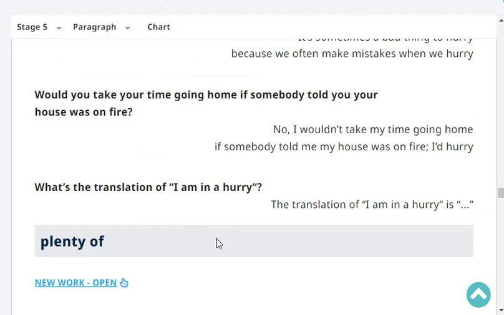No, I wouldn't take my time going home if somebody told me my house was on fire. I'd hurry. Very good. What's the translation of I am in a hurry in Japanese?